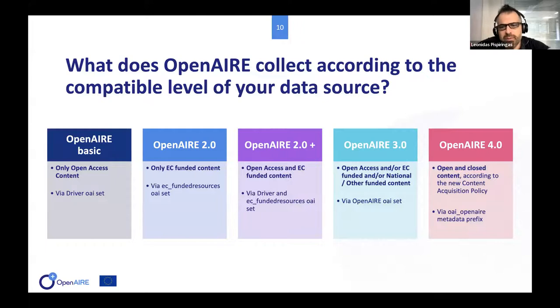In version 3 of the compatibility level with the guidelines, we collect not only open access and European Commission funded content, but we also collect national or other funded content that comes not only from the European Commission. And of course, with OpenAIRE guidelines version 4 compatibility, we are capable of collecting open and closed content, always according to the new content acquisition policy.